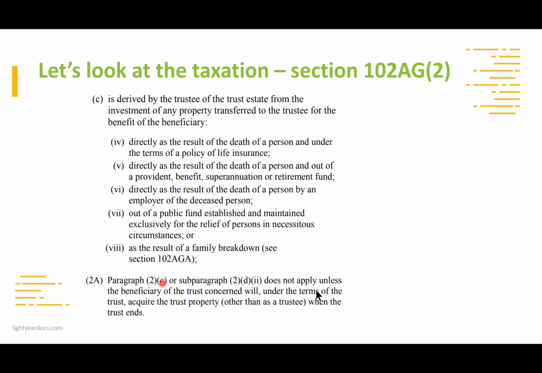Paragraph 2C does not apply unless the beneficiary trust concerned will, under the terms of the trust, acquire the trust property when the trust ends. So again, if we do that, the good thing is that if we wind up the trust, the only people who can receive that are the beneficiaries if they are alive, or their estate. Of course, if you set up in the jurisdiction of South Australia, then the rule against perpetuities doesn't apply. So that's a bit of a benefit there.